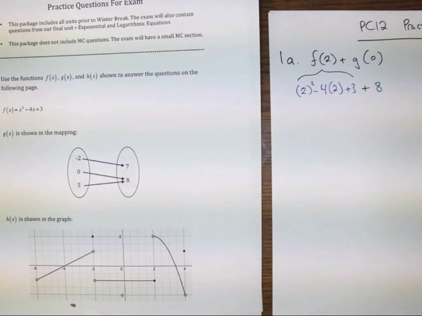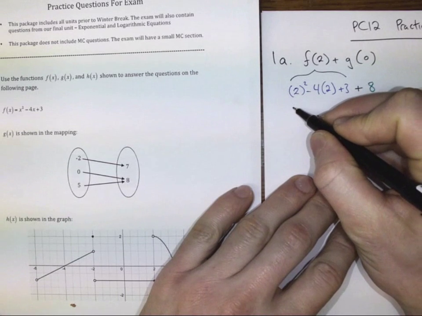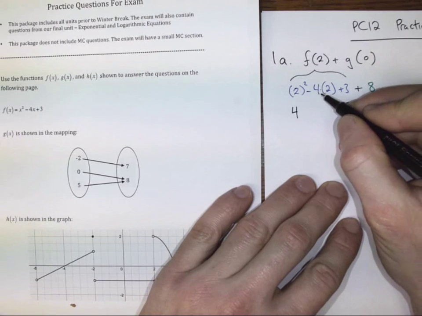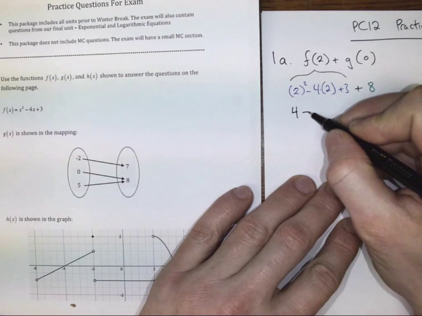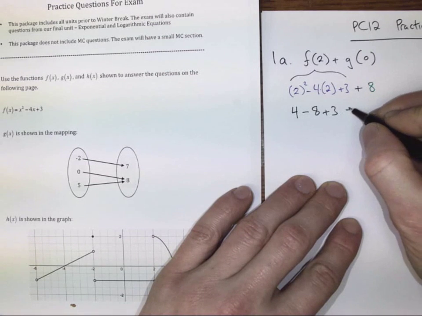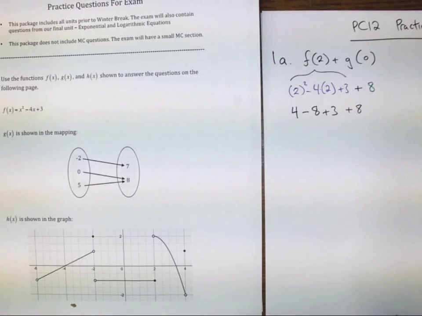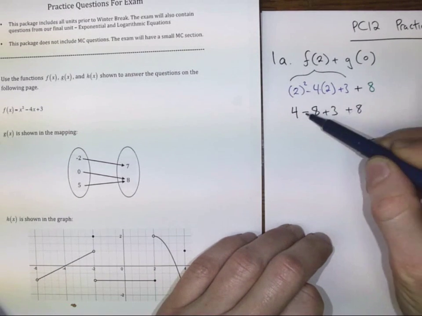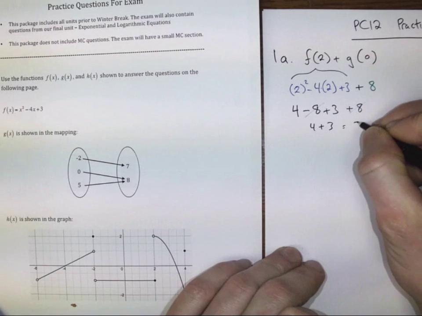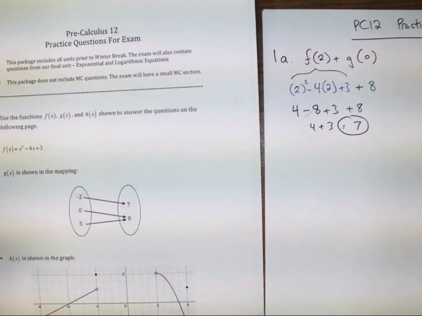All right. So using BEDMAS, we should probably do the exponents first. So I've got an exponent here, so I'm going to rewrite 2 squared as 4. Negative 4 times 2 is going to give us negative 8, plus 3 plus 8. And then we're going to add and subtract these. Now I can see a negative 8 and a positive 8 end up canceling out. So really we just have 4 plus 3, which is 7. Okay. Let's move on to question B.